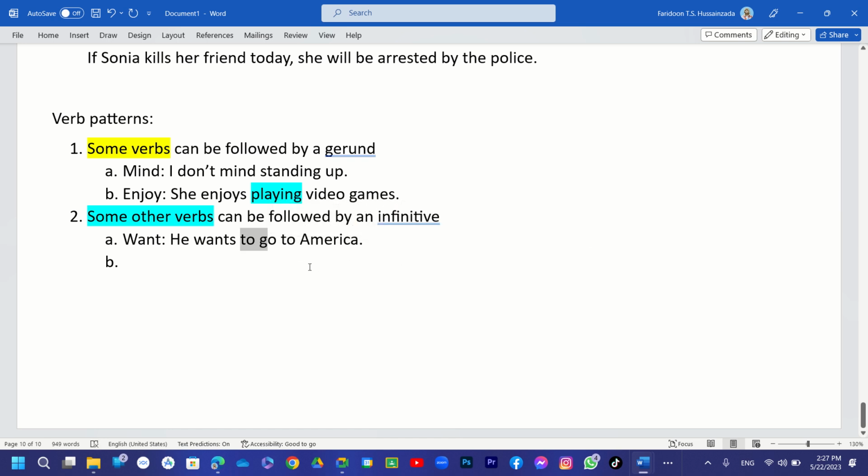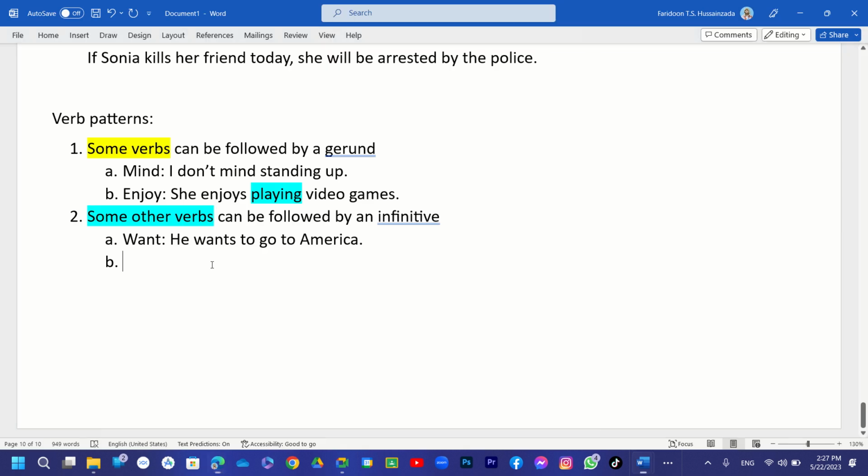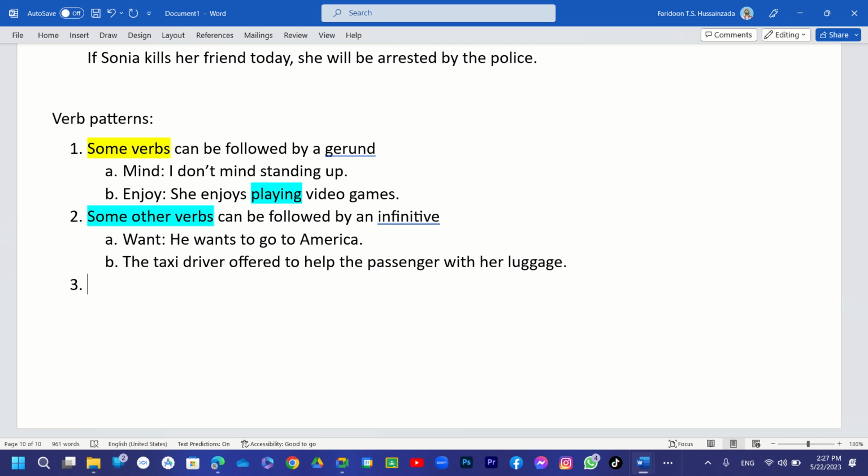This is kind of the infinitive that we have here. And another one is offer. Let's go with: the taxi driver offered to help the passenger with her luggage. Okay, so very easy, very easy.